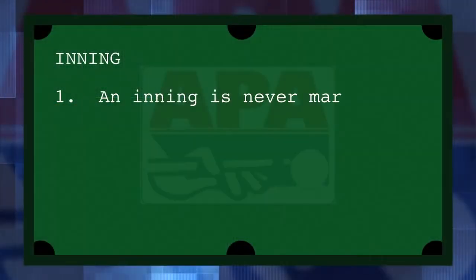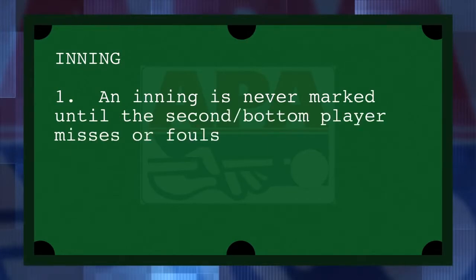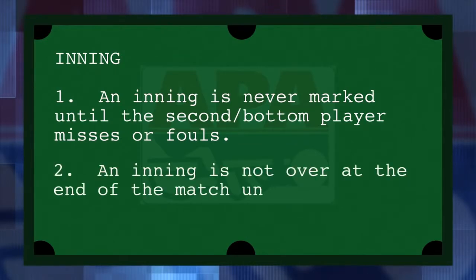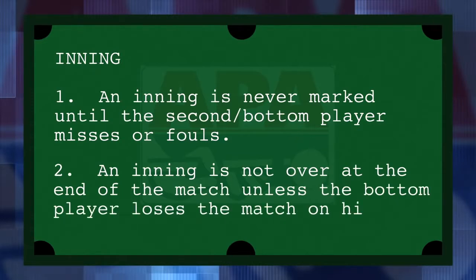An inning is never marked until the second player, the one who lost the lag and who was also in the bottom half of the inning throughout the entire match, misses or fouls. An inning is not over at the end of the match unless the bottom player loses the match on his final shot. Let's go through a couple of examples to help better understand this concept.